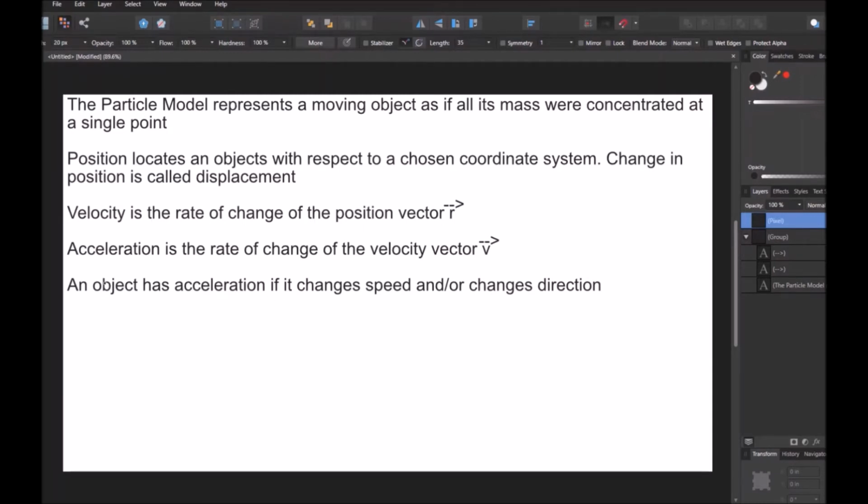The next thing you're going to want to take into account is that an object has acceleration if it changes speed and or changes direction. So if you know those things, if you're comfortable with those ideas, then we can move on to the practice problems. If you're not yet there though, I suggest doing some more review, watching some other tutorial videos, and once you get comfortable with these ideas, then you can move on to the practice problems.